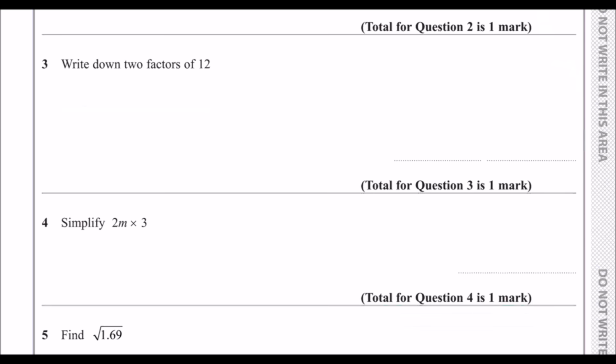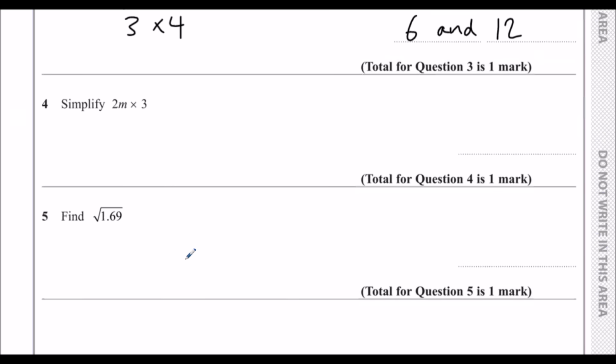Question 3, write down 2 factors of 12. So the factors of 12 are the numbers that multiply to make 12. So 12 is 1 times 12, 2 times 6, or 3 times 4. So the factors of 12 are 1, 2, 3, 4, 6, and 12. So any 2 of those would be okay for this mark. So I can write 6 and 12.